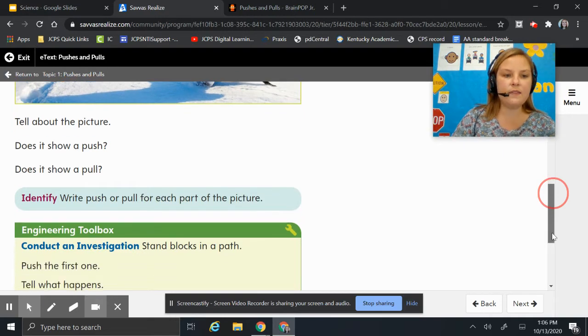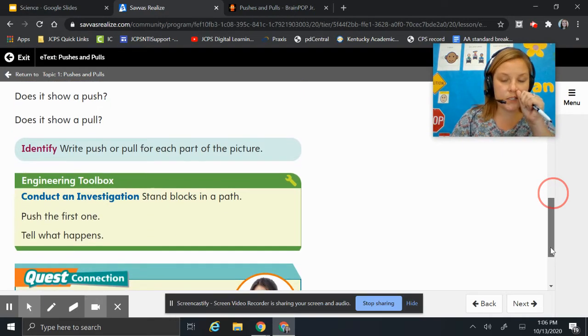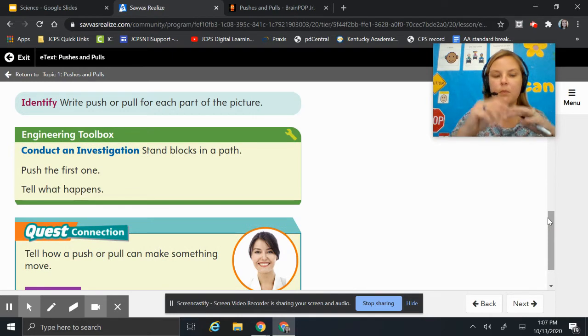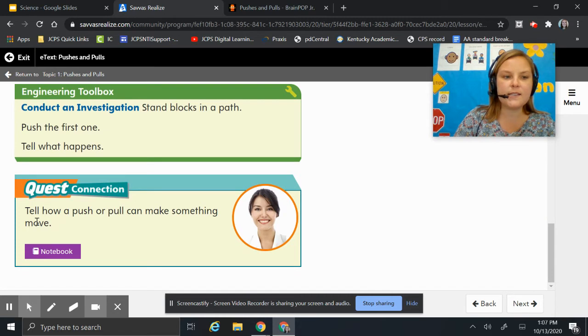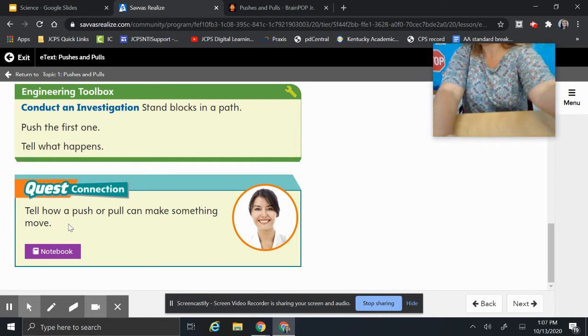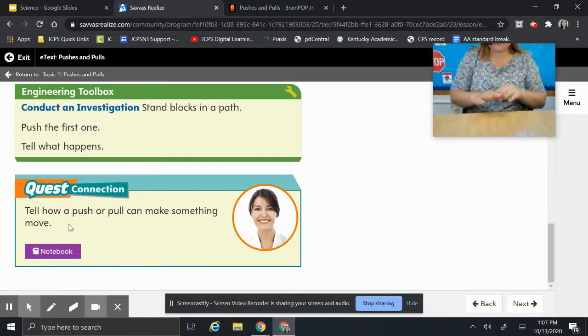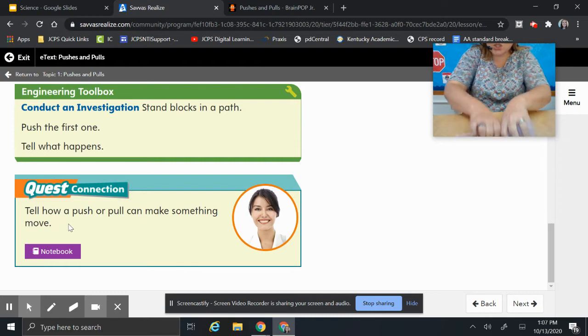All right, and then this is an investigation that you all could do at home. Stand blocks in a path. Push the first one. Tell what happens. This is a good way to practice at home. If you build blocks and you push one, what happens? The next one says, tell how a push or pull can make something move. Remember, we already talked about this a little bit, and I'll show you again. When you push something, you push it away from you. When you pull something, you pull it to you.